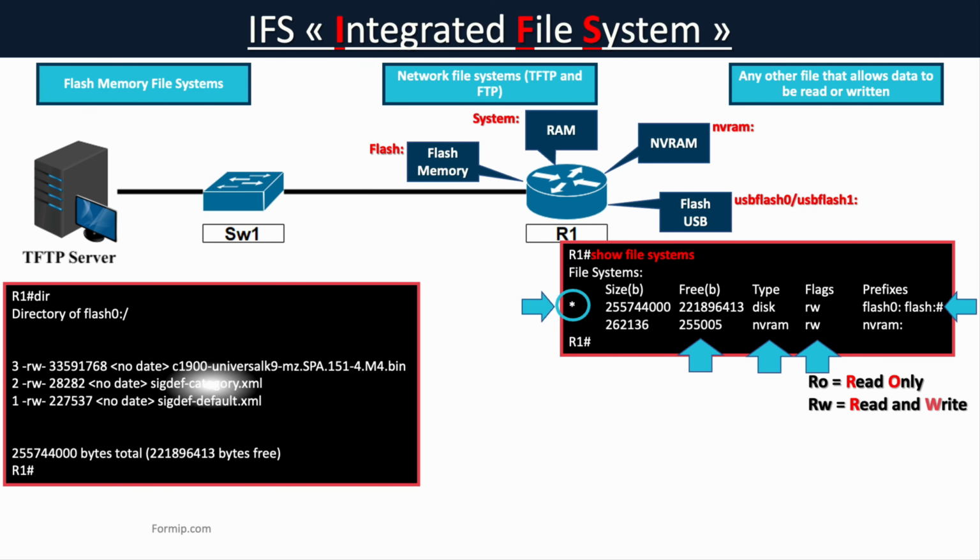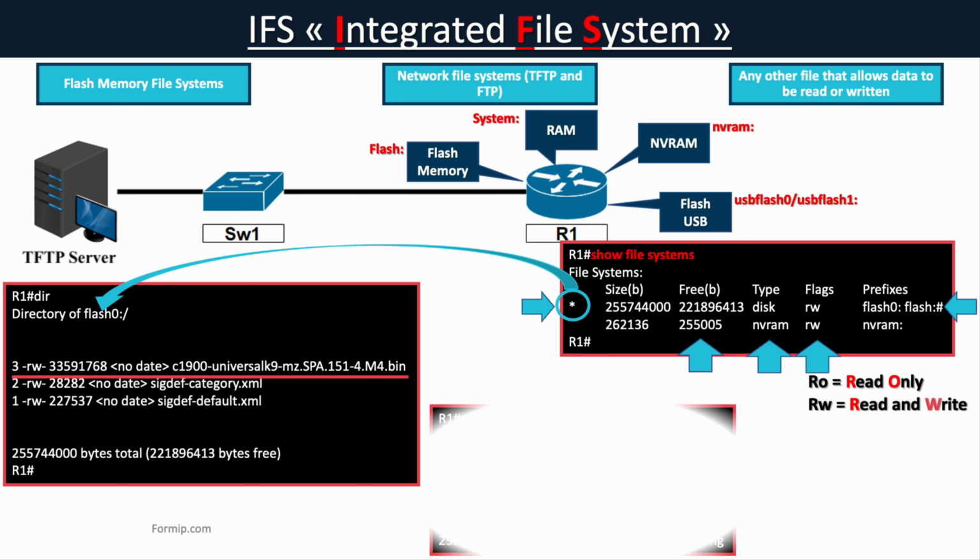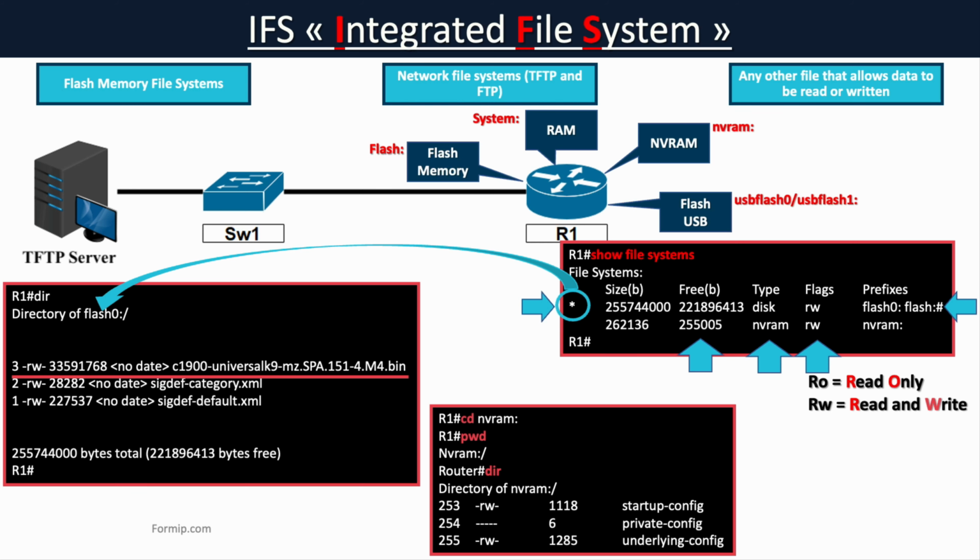The dir command is used to show the contents of the default file system. In the example, it's flash memory, as the little asterisk in the previous command says. Here, the most important line is the one that displays the name of the IOS image that is in use in the RAM.